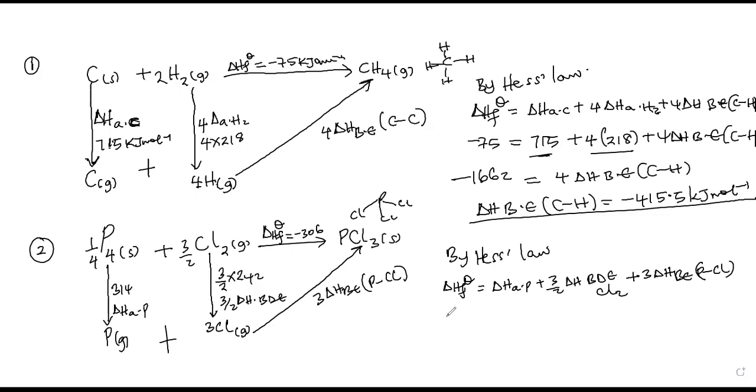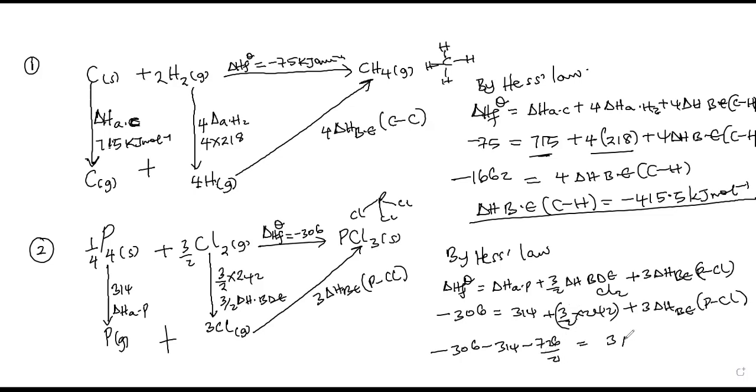So on substitution, we have negative 306 equals 314 for the enthalpy of atomization of phosphorus, then plus 3/2 times 242, then plus 3 times the bond energy of the phosphorus-chlorine bond. So when you keep it there, you'll have negative 306, subtract 314, then minus, when you multiply that, 726/2, equals 3 times the bond energy of the phosphorus-chlorine bond. So now to get the bond energy, you first take this difference here, and this will be negative 983. Negative 983 is equal to 3 times the bond energy of the phosphorus-chlorine bond.